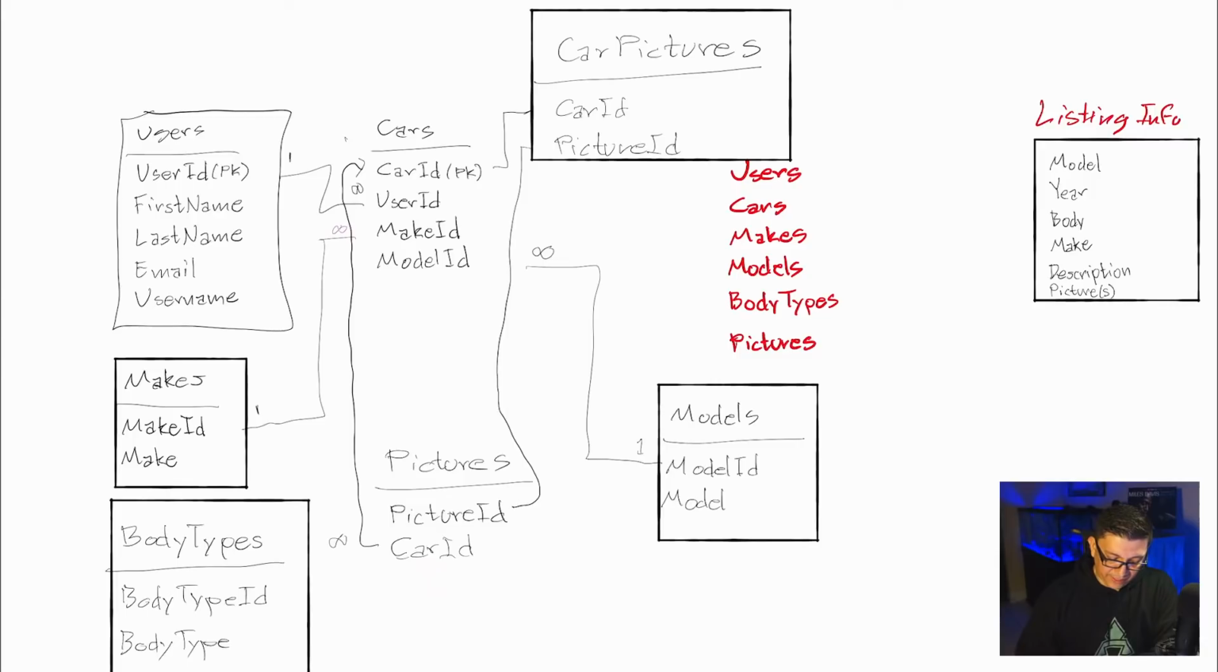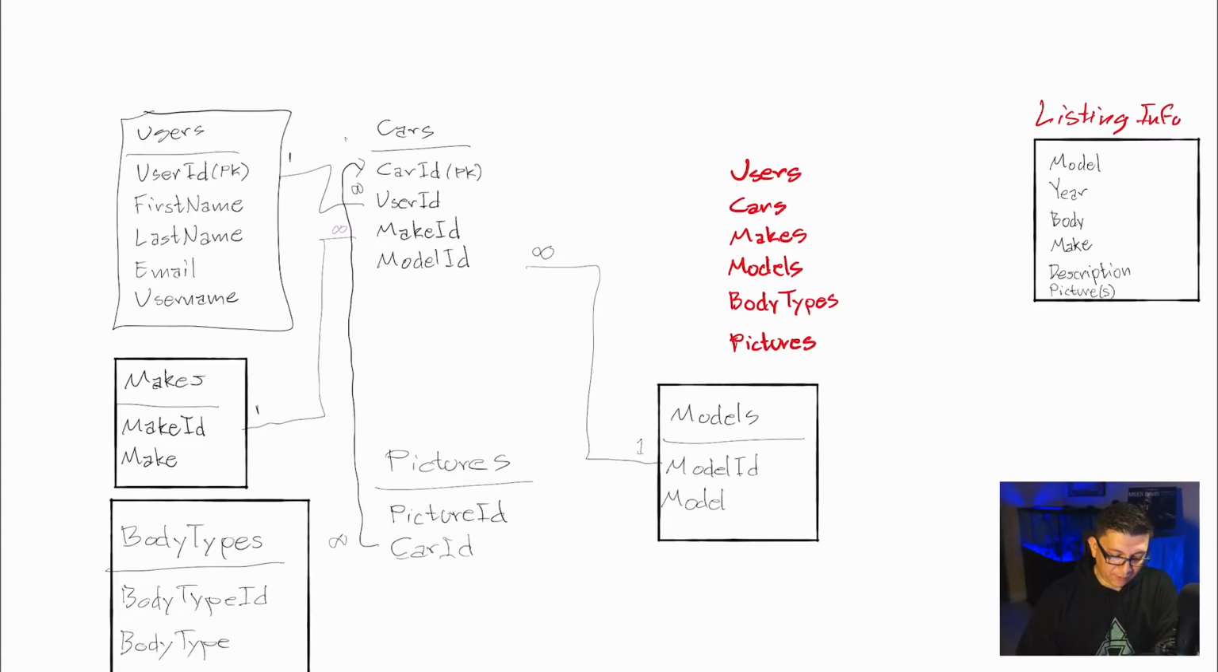Okay, so let's go back to what we will actually be implementing. So we will be leaving out the car pictures table, and we will identify the car a certain picture belongs to on the pictures table. Okay, so now the next thing would be to add a column called path to the pictures table.